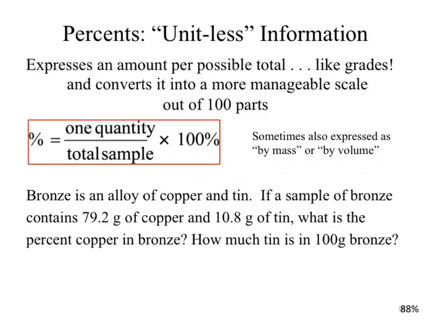Okay? So if we take a look at an example here, bronze is an alloy of copper and tin. A sample of bronze contains 79.2 grams of copper and 10.8 grams of tin. What is the percent copper by mass in bronze? So what we're trying to do is come up with our problem. We can start with our percent needs to equal the mass of our copper in the total mass. It's the part divided by the whole.